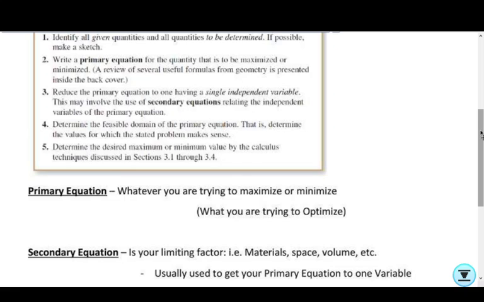Okay, then you determine the feasible domain of the primary equation. So you look at possible x values. For instance, if you're trying to maximize area, obviously your length and your width aren't going to be 0. That's not going to be included in your domain, because if you have a length of 0, of course you don't have area. So you got to think about possible domains. Okay, and then determine the desired maximum or minimum value by doing your first derivative test. Okay, so it's really, really straightforward.